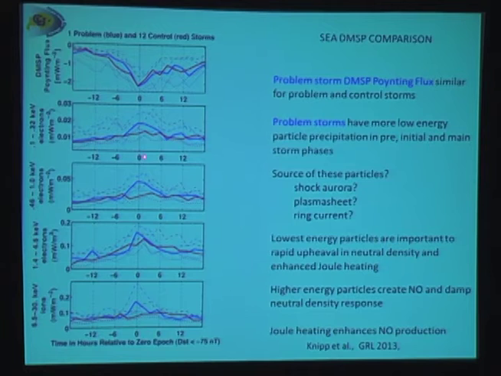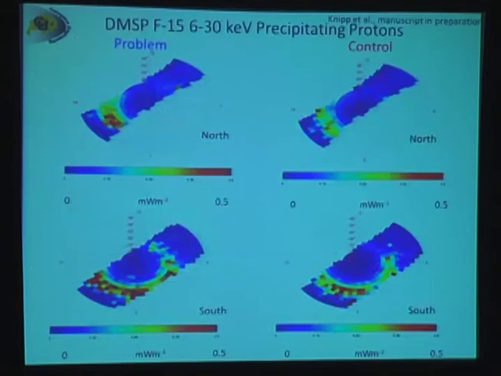But if we go interrogate the particles, the auroral particles that I mentioned, in the problem storms around the time of real storm onset, those particles are way up in terms of flux. Tremendous amounts of particle energy coming in, able to create that nitric oxide. Why is that? What makes them different?